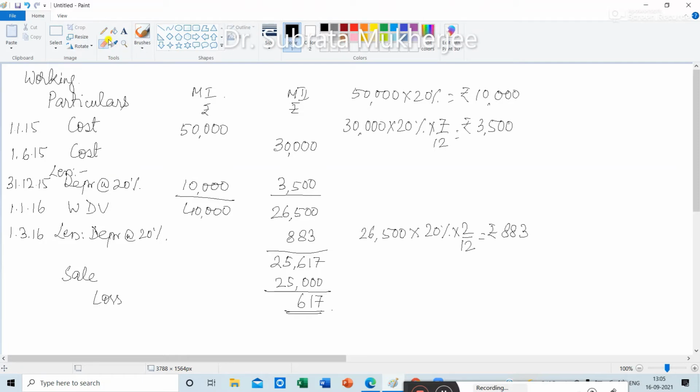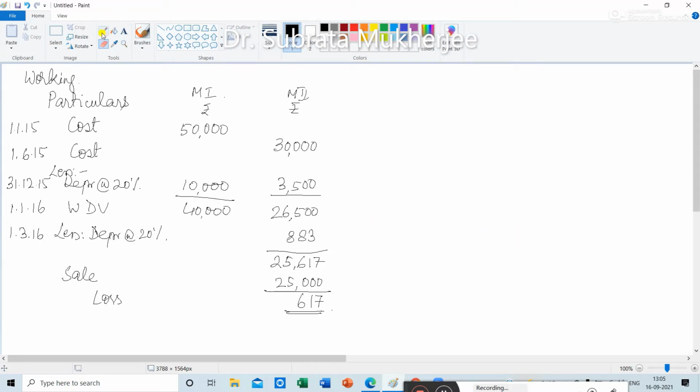Now again on 1st March 2016, M3 was purchased. That is, on the same day, M2 was sold. I term this as M3, and on 1st March 2016, the cost of M3 was rupees 27,000. Now there is no more transaction during the year 2016.